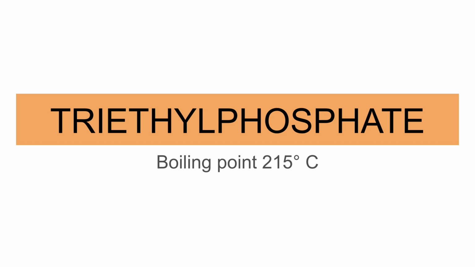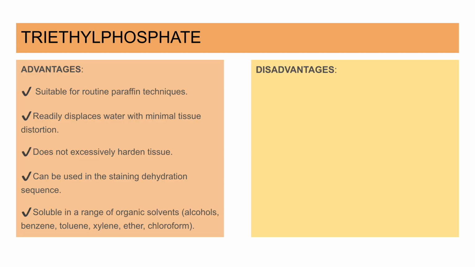Next is triethyl phosphate with a boiling point of 215 degrees Celsius. Triethyl phosphate is suitable for routine paraffin techniques, readily displaces water with minimal tissue distortion, and does not excessively harden tissue. It can be used in the staining dehydration sequence and is soluble in a range of organic solvents such as alcohol, benzene, toluene, xylene, ether, chloroform. It has no disadvantages.